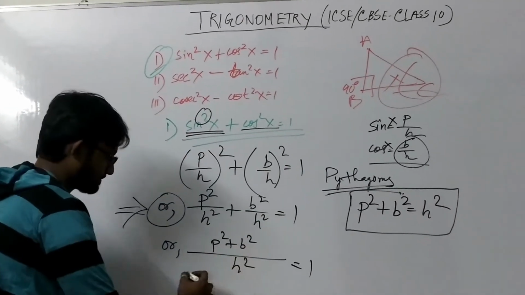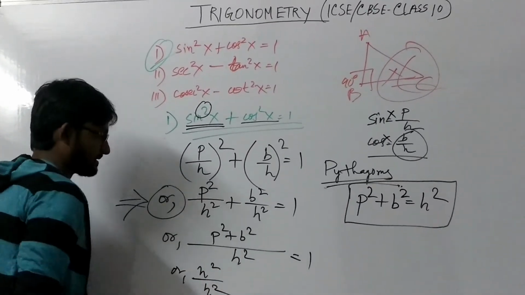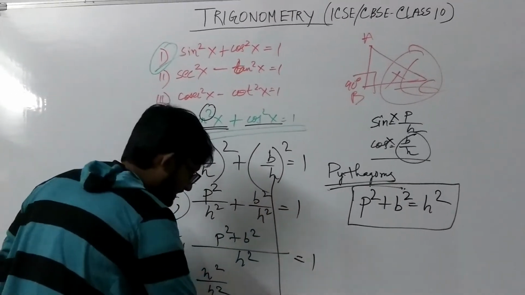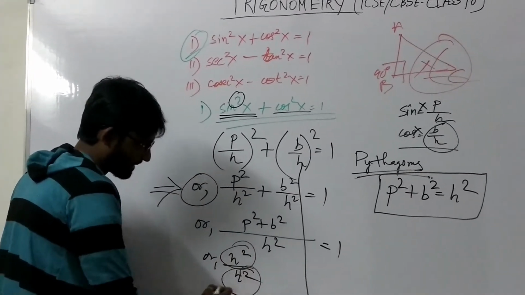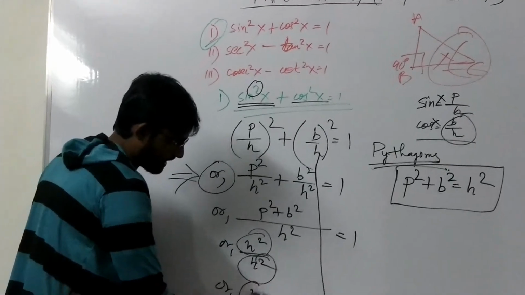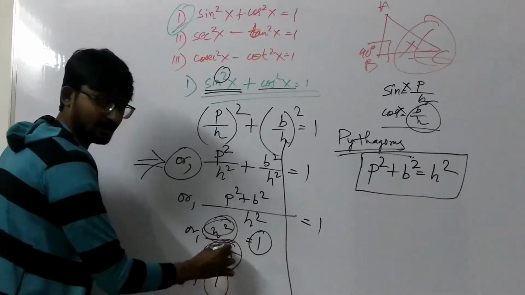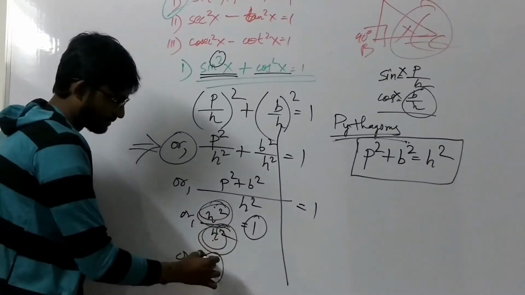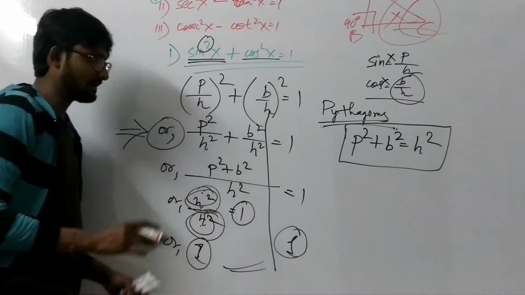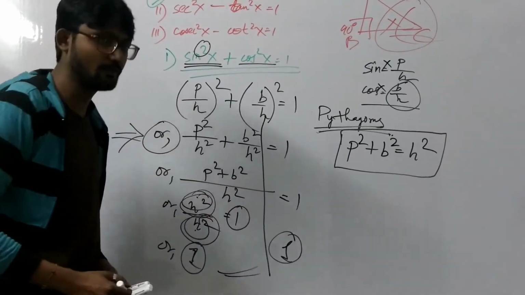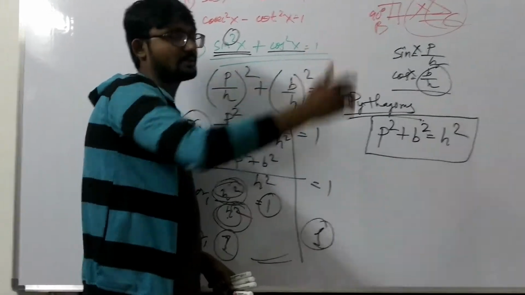So P square plus B square is H square, divided by H square. If I divide it this way, H square by H square comes to 1, because both are H square in the fraction. So this is 1, and we know this is 1. So basically this is an equation that is proved depending upon the Pythagoras theorem and the sides.